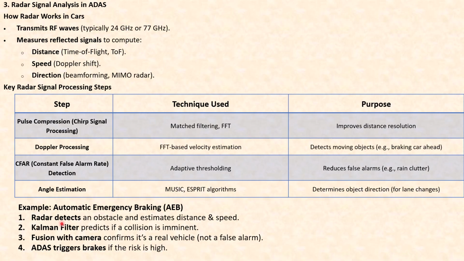Okay, radar detects, Kalman filter predicts. Next, fusion along with the camera ensures it is not a false alarm, and then ADAS triggers the brakes. It is the final execution or the final actuator.